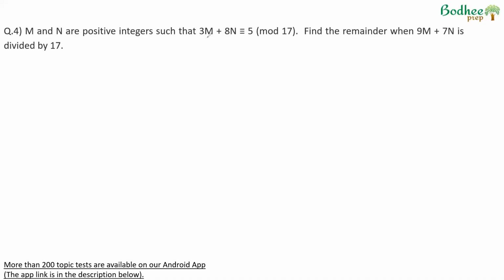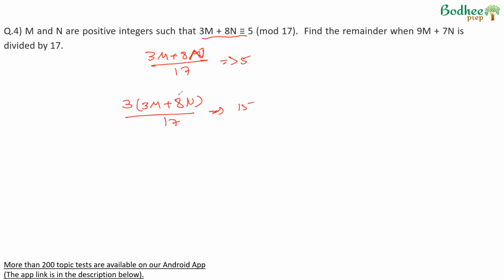M and N are positive integers such that 3m plus 8n gives a remainder of 5 when divided by 17. Mod is the remainder function. Find the remainder when 9m plus 7n is divided by 17. Now, if we multiply this by 3, for example, 3 into 3m plus 8n divided by 17 will give a remainder of 3 into 5, which is 15. This means 9m plus 24n when divided by 17 will give a remainder of 15.